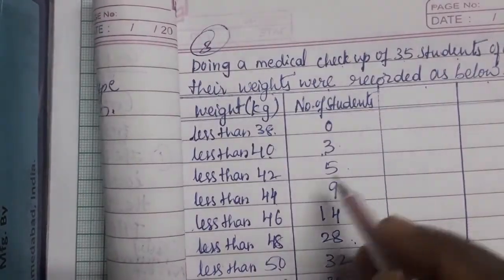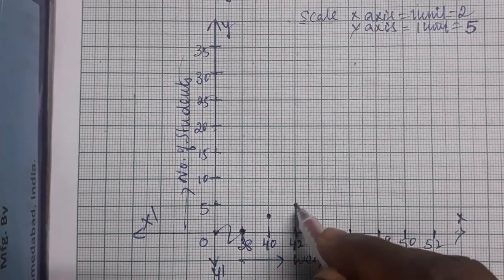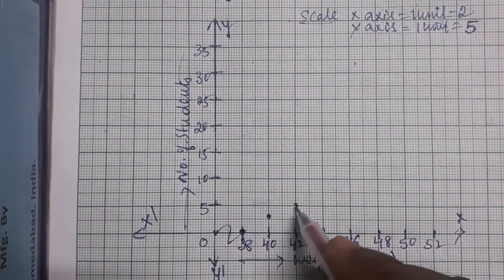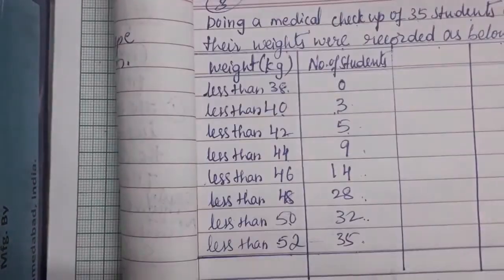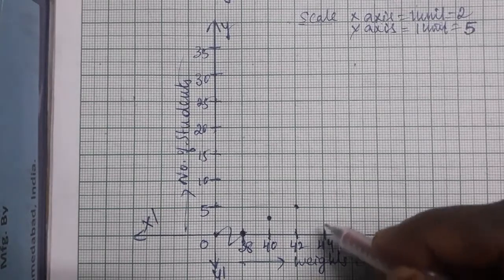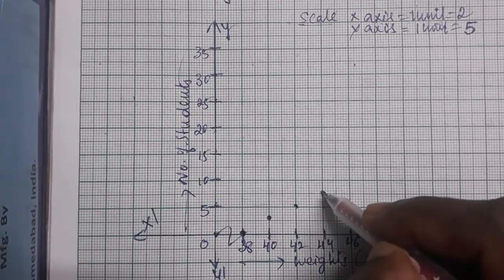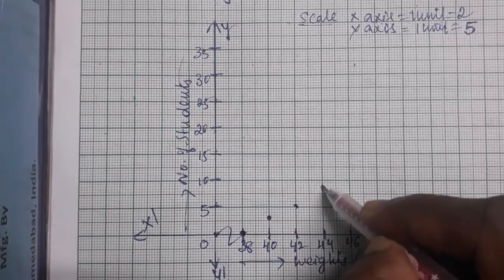Now for 42 you have got 5. 42 is here, and 5 means 5 twos are 10. You can notice 5, so 10 small boxes you have to count. Now for 44 it is 9. 9 means 18 boxes you should count. This is 10, 15, 16, 17, 18.